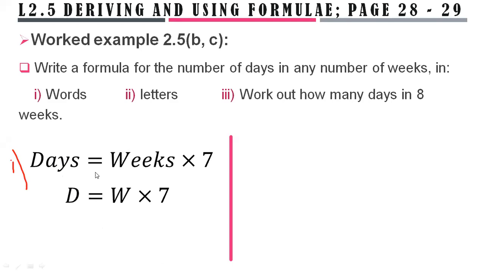So using letters it's D instead of days, W instead of weeks times 7. So it's D equals W times 7. So this is using letters. Is it clear? Just instead of the words, I put letters. Is it clear? Yes.